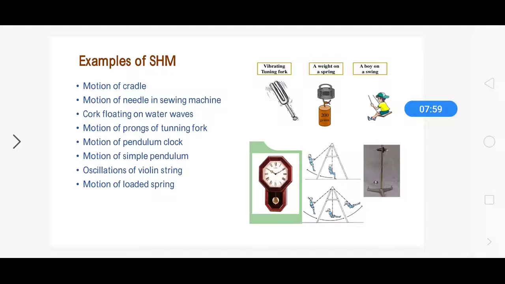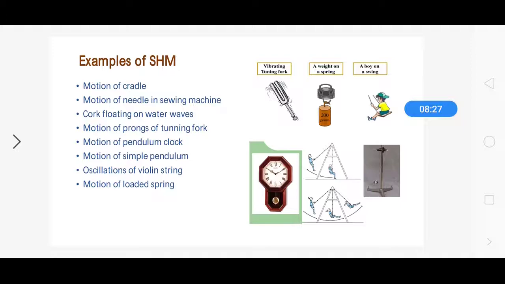Whereas if you observe the motion of the moon around the earth or the motion of the earth around the sun, the motion will be in a circular path. It is not a straight line. It is periodic, but it is not in a straight line. So that is the difference between the periodic motion and the simple harmonic motion. Here the motion should be in a straight line. That is the very important condition for SHM.